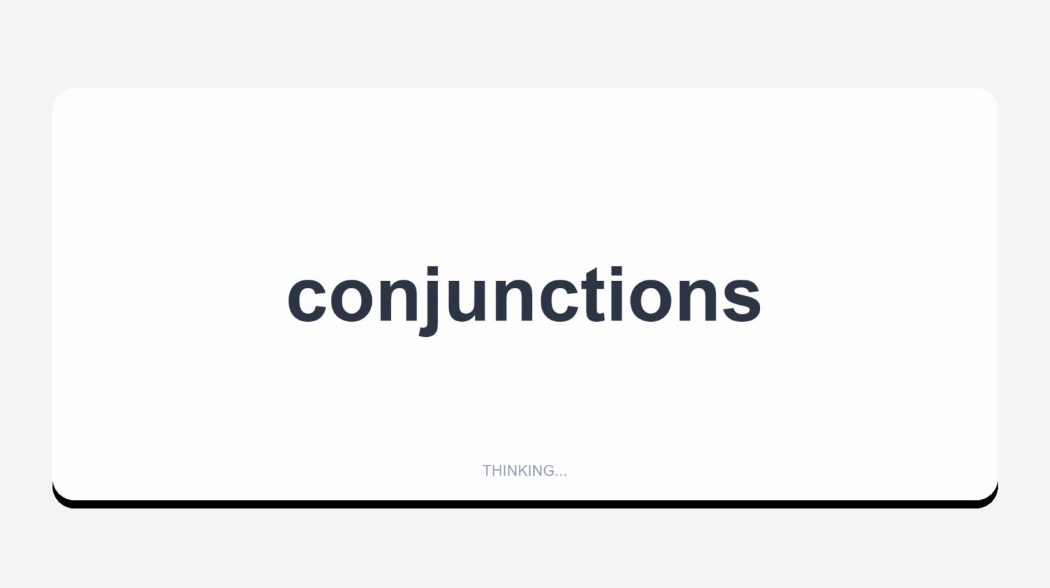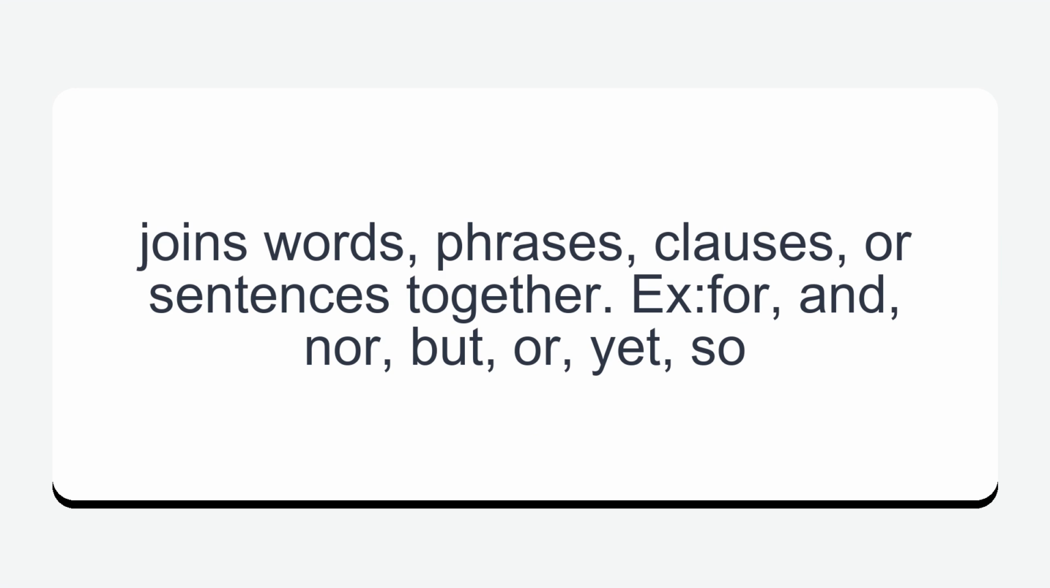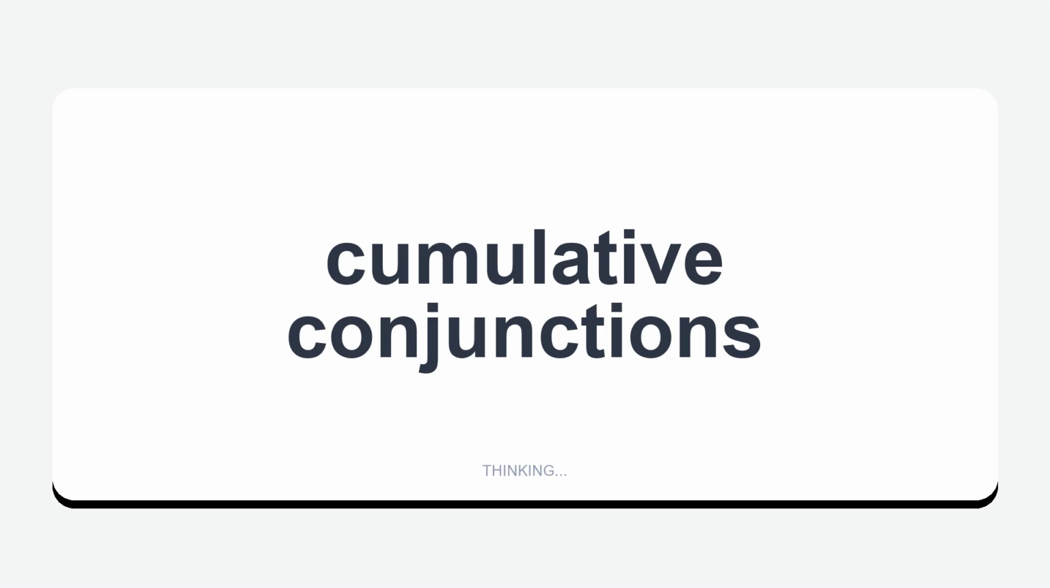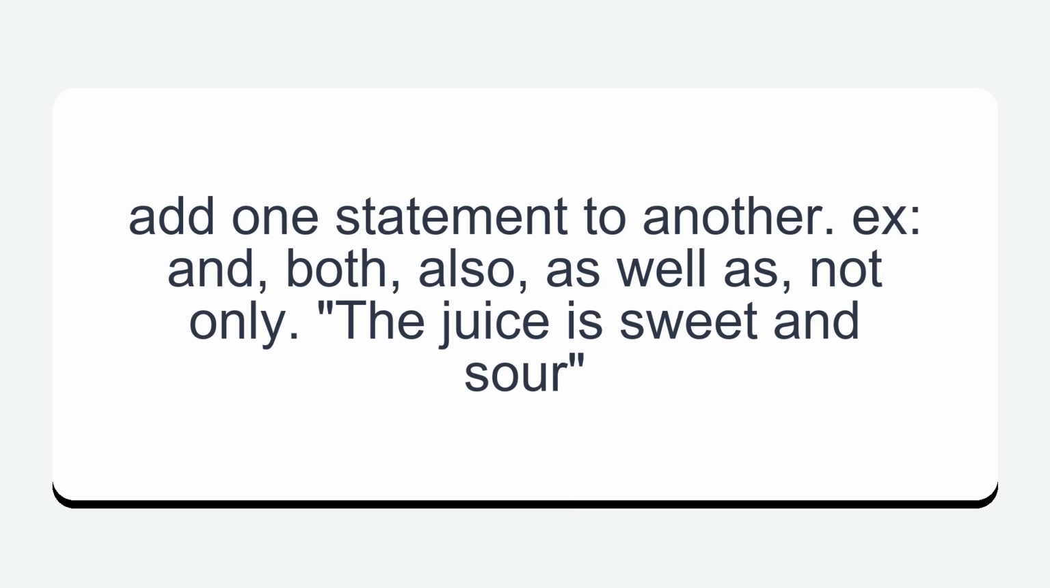Conjunctions: joins words, phrases, clauses, or sentences together. For, and, nor, but, or, yet, so. Cumulative conjunctions: add one statement to another. And, both, also, as well as, not only. The juice is sweet and sour.